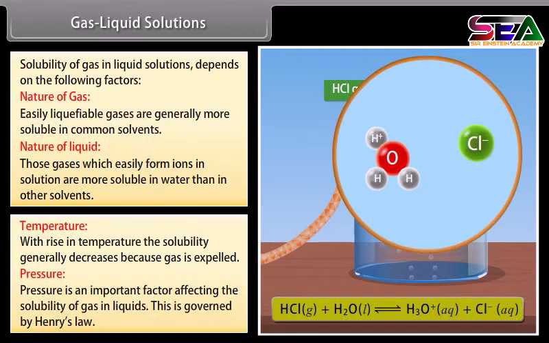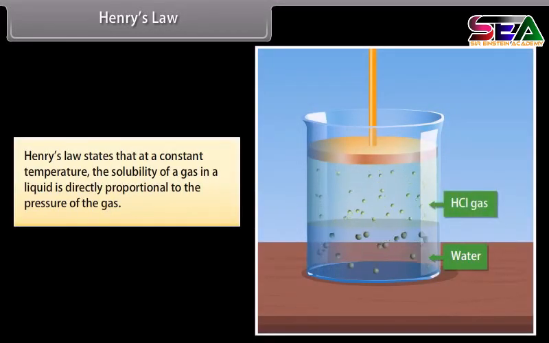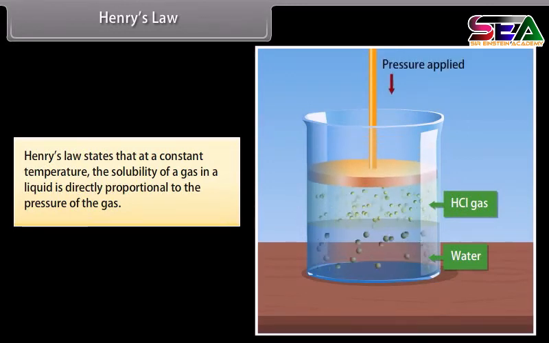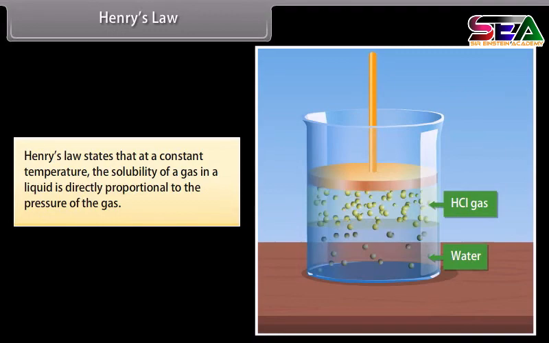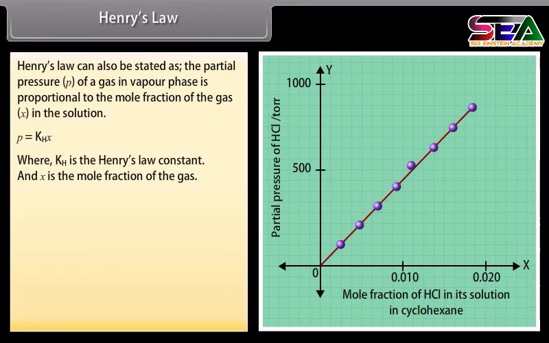This is governed by Henry's law. Henry's law states that at a constant temperature, the solubility of a gas in a liquid is directly proportional to the pressure of the gas. Henry's law can also be stated as the partial pressure of a gas in vapor phase is proportional to the mole fraction of the gas in the solution. P = kH x, where kH is the Henry's law constant and x is the mole fraction of the gas.